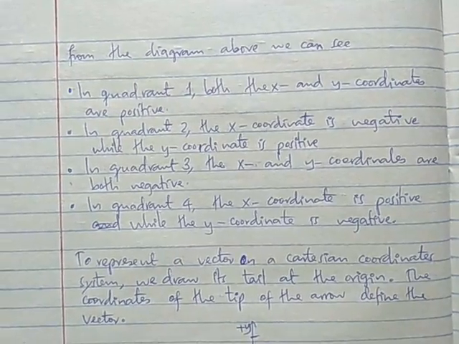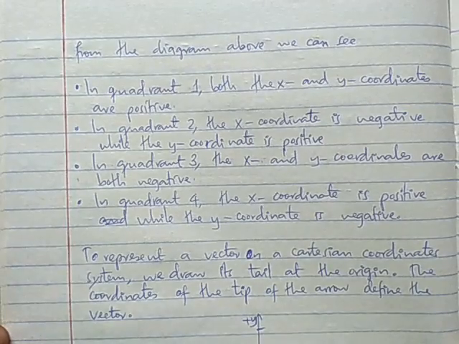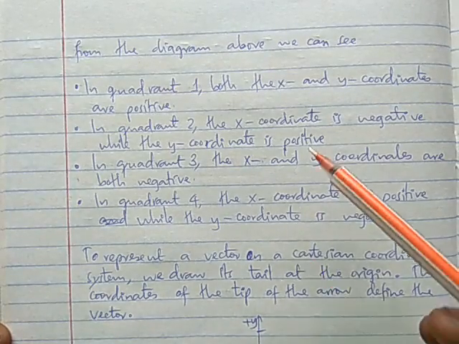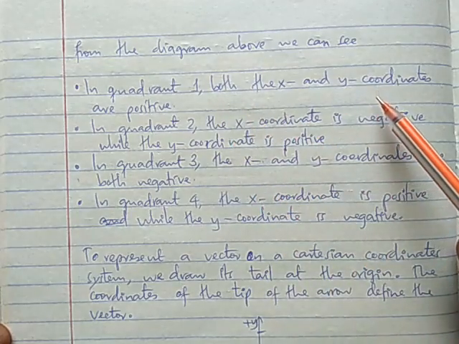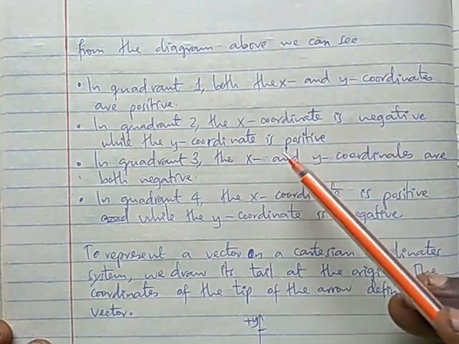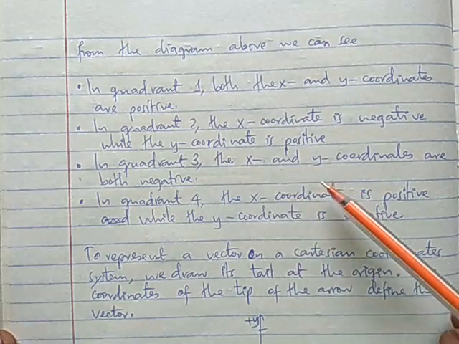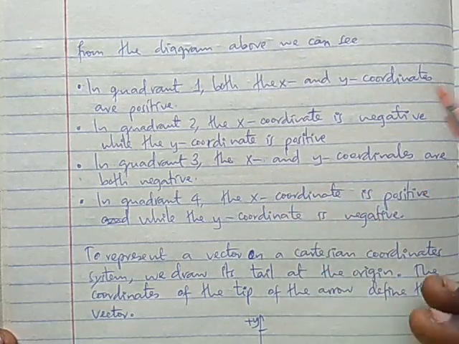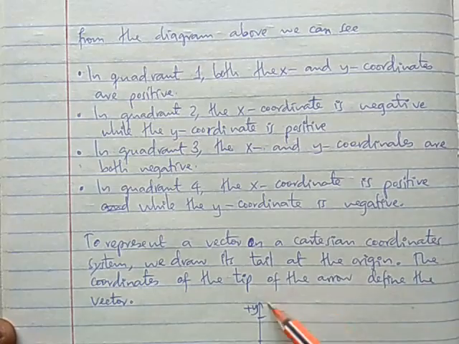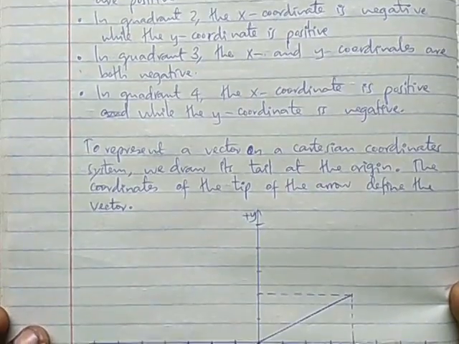So from the diagram above ambayo tulikuwa tunaidiscuss, unaweza ukaona kwamba in quadrant 1 both x and y coordinate are positive. In quadrant 2 x coordinate is negative while y coordinate is positive. In quadrant 3 x and y coordinates are both negative. And in quadrant 4 tunasema kwamba the x coordinate is positive while y coordinate is negative.